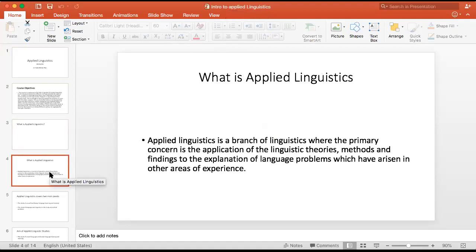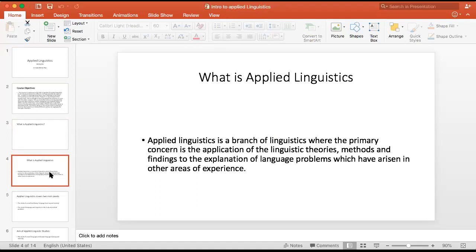Okay, now what you're seeing on your screen is the definition of applied linguistics. I have told you that since it's a broad field and people have looked at applied linguistics differently, applied linguistics for different linguists has remained different, and they have given varied definitions.